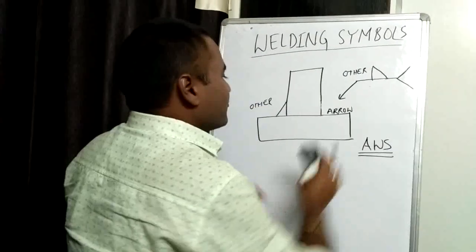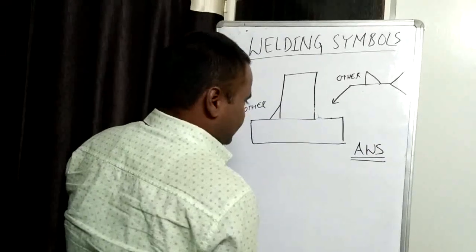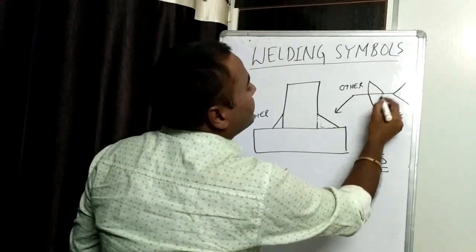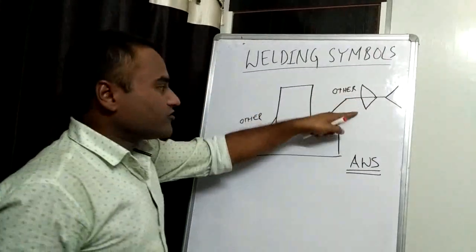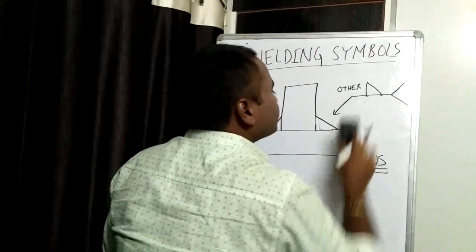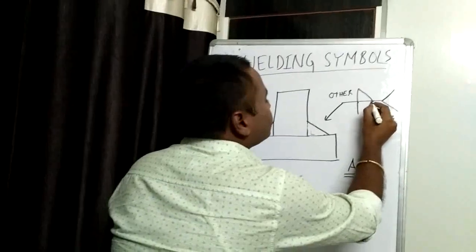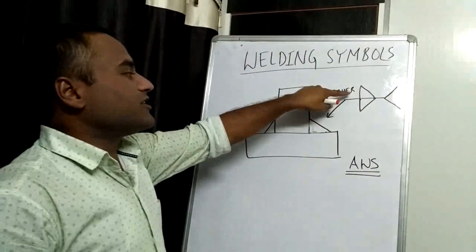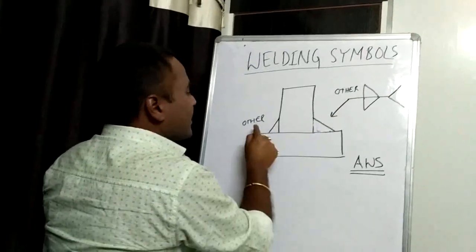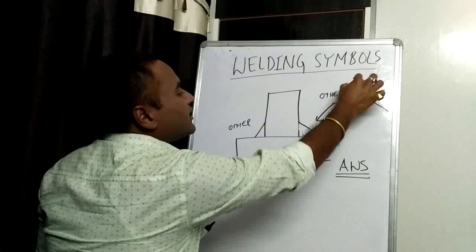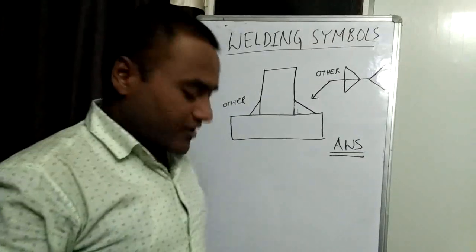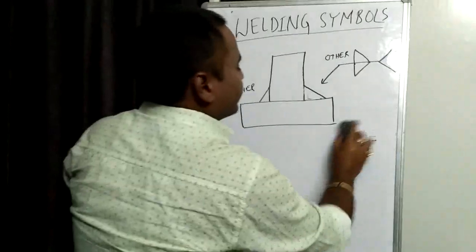And if we have to weld on both sides, then this symbol will be given on both sides. For arrow side, the symbol shall be given below the reference line, and for other side, the symbol shall be given above the reference line, as per AWS. There is a slight difference in ISO standard. I'll show what that difference is.